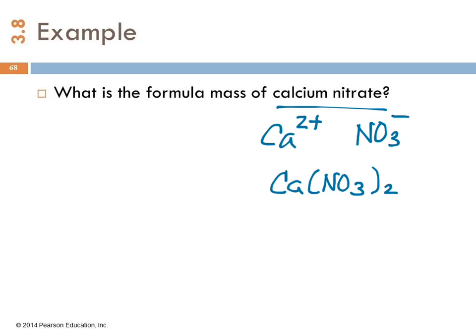Now that we have the formula, we can calculate the formula mass. We look at the formula, and we see we have 1 calcium atom. So what's the mass of 1 calcium atom? 40.078.